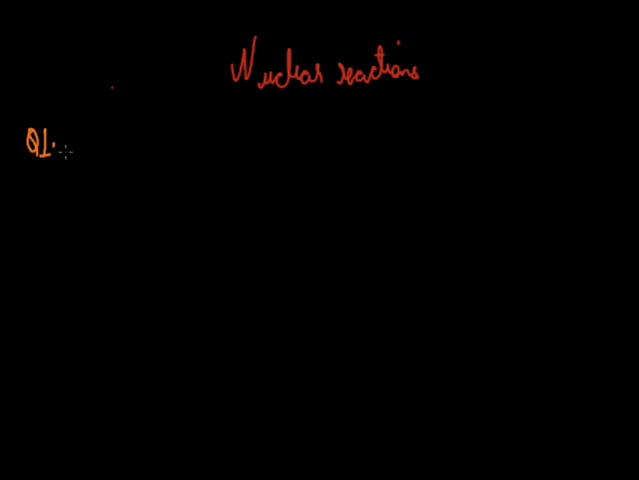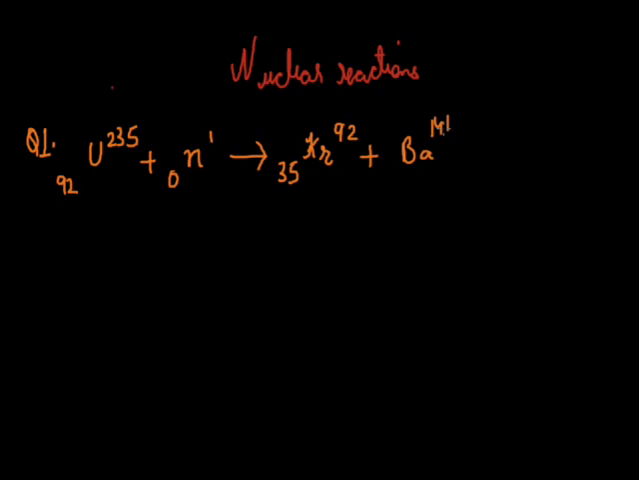In this numerical, we are given an equation which represents the fission of uranium-235 bombarded with one neutron, giving krypton plus barium, with the release of three neutrons and energy. This is the equation. We have to calculate the energy that is produced.